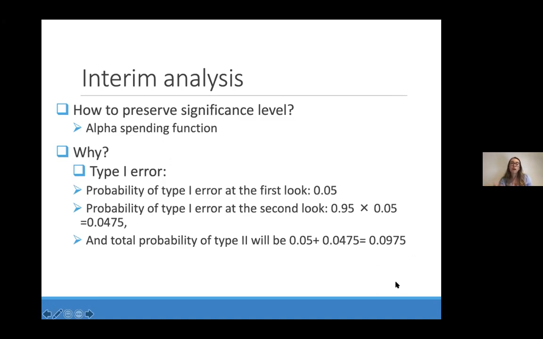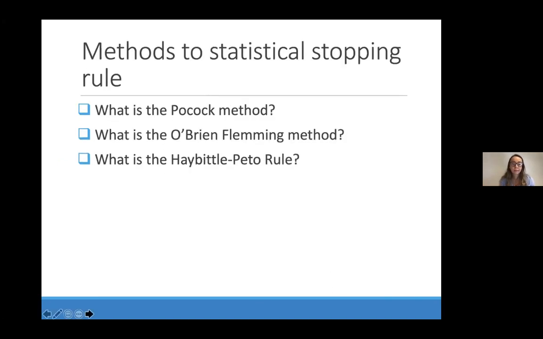That's why alpha spending functions are used in interim analysis, to be sure that when you look at the data more than one time, you are considering that you have more chances now to find a positive result when this result does not exist. Okay, I hope this is clear for you guys.